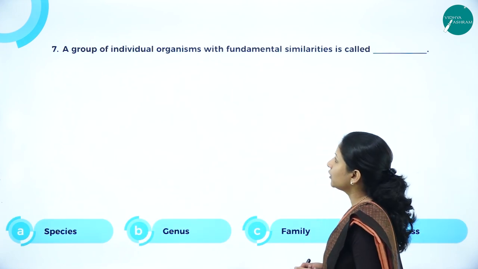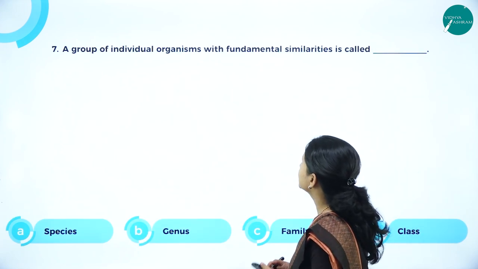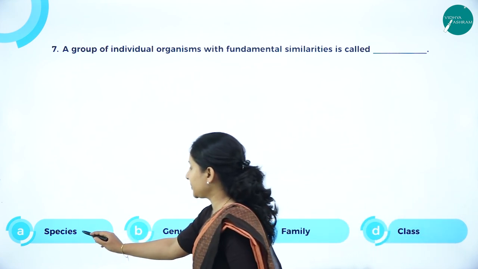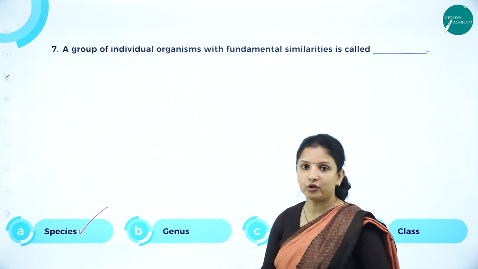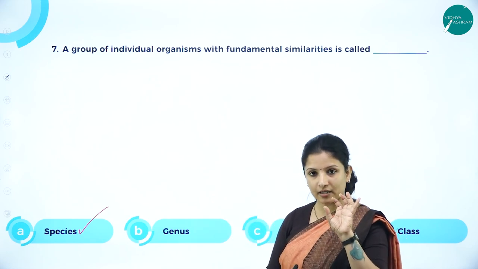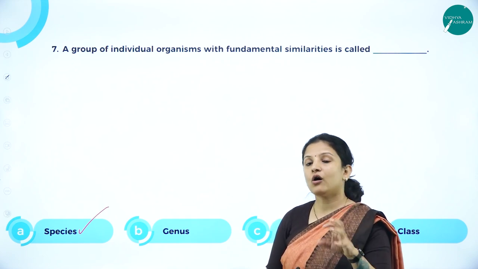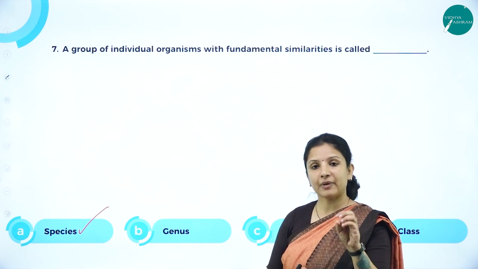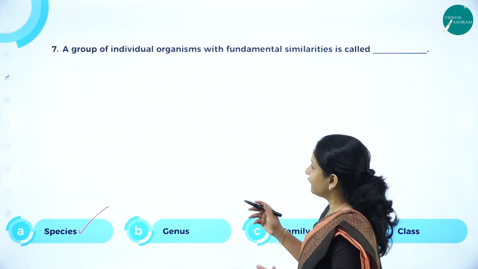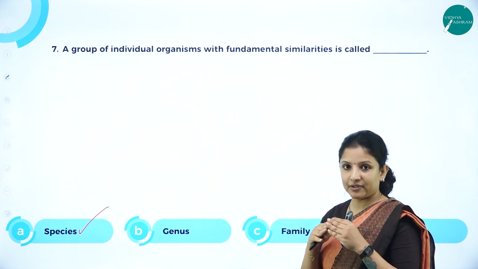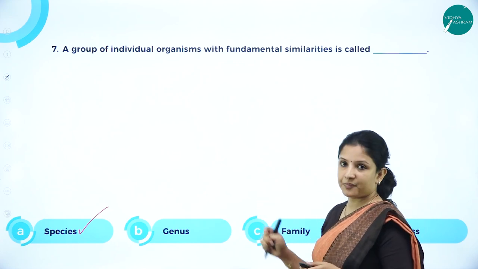Next question. A group of individual organisms with fundamental similarities is called species. Like we have Panthera leo, Panthera tigris, Panthera pardus. All tigers are named as Panthera tigris. All lions are named as Panthera leo. All leopards are named as Panthera pardus. Therefore, individual organisms with fundamental similarities are nothing but species.